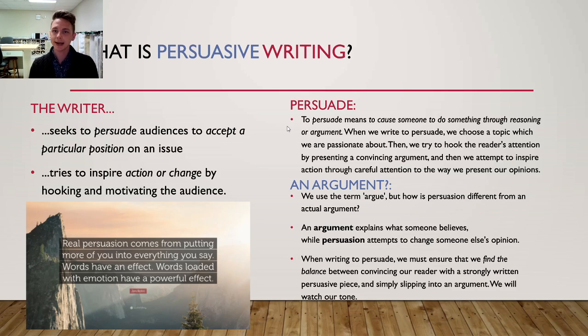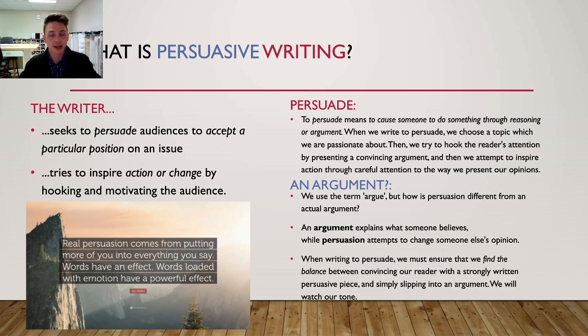Okay, so to persuade means to cause someone to do something through reasoning or argument. When we write to persuade, we choose a topic which we are passionate about. Writers write what we know. Remember, we talked about that in ELA 9A. So even if we're writing to provide an audience with information and to try and convince them of something, as opposed to just writing to entertain, we still want to choose a topic which we are passionate about because it will be so much more interesting for us to learn about and write about.